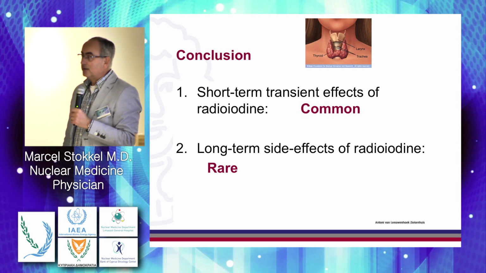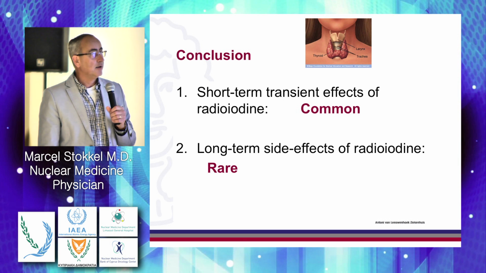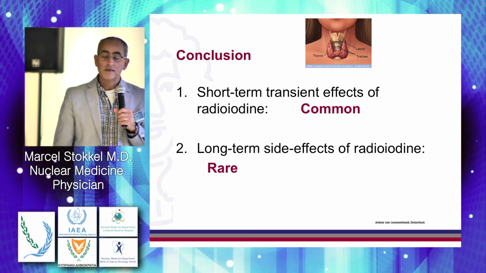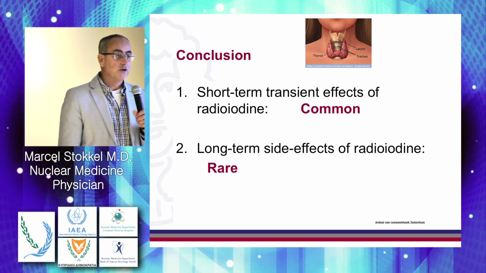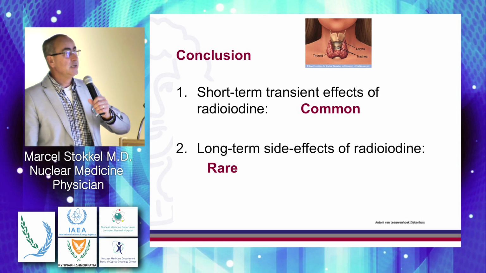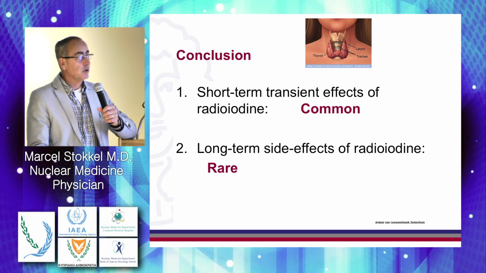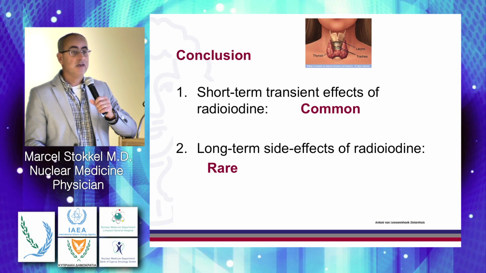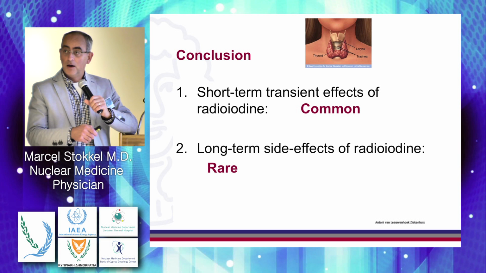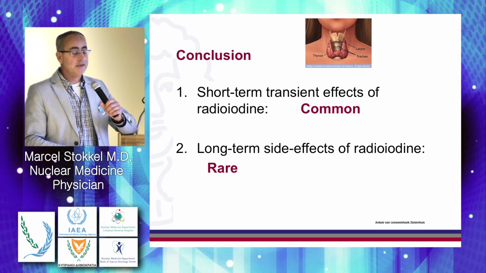So, the last slide before lunch. There are certain transient effects of radioiodine. They're rather common, not always measured, not always discussed with the patient. Some of them are deterministic effects, but there are also long-term side effects of radioiodine. They are rare, and one of the most common ones that should be taken into account is, of course, the induction of leukemia. Be careful with that, but there are other side effects that may be observed, as shown in this presentation.